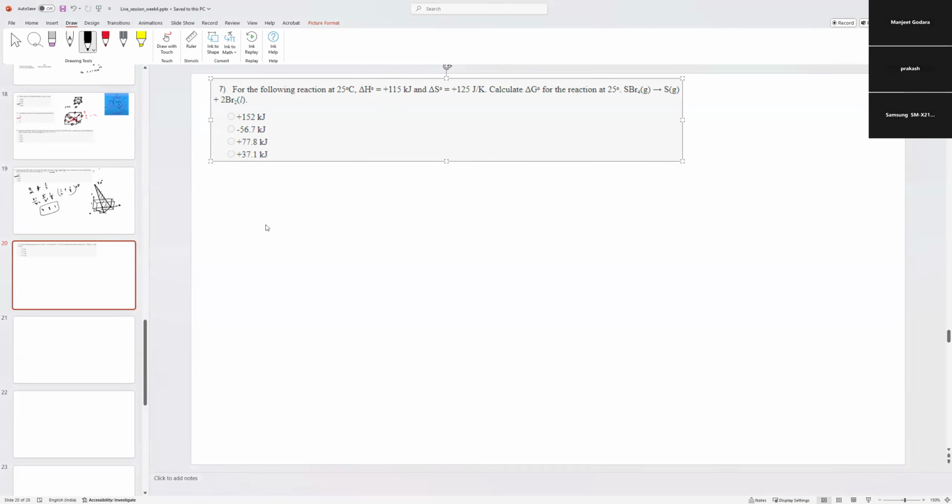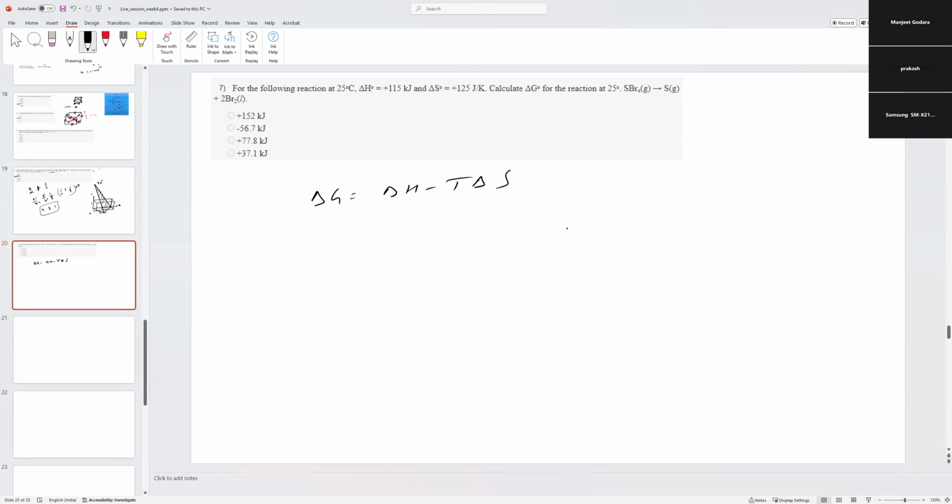So for the following reaction, the 25-degree delta H is this. Delta H is this. We have to calculate the delta G for this reaction. If you remember basic thermodynamics, delta G is equal to delta H minus T delta S. So delta H minus T, and T here is in Kelvin. So 25 plus 273 is 298.